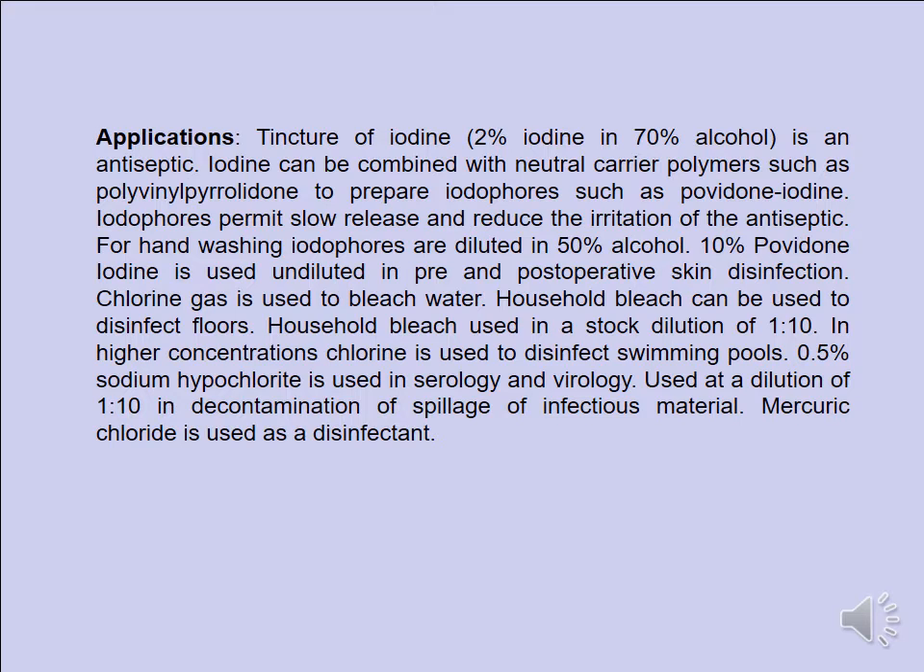Chlorine gas is used to bleach water. Household bleach can be used to disinfect floors, used in stock dilution of 1/10. In higher concentration, chlorine is used to disinfect swimming pools. 0.5% sodium hypochlorite is used in serology and virology, as a dilution of 1/10 in decontamination of spillage of infectious material. Mercuric chloride is used as a disinfectant.